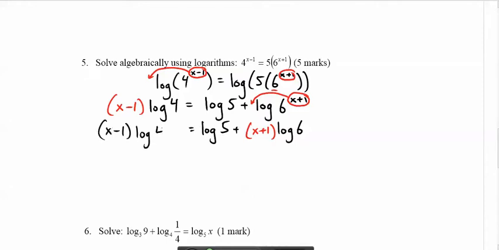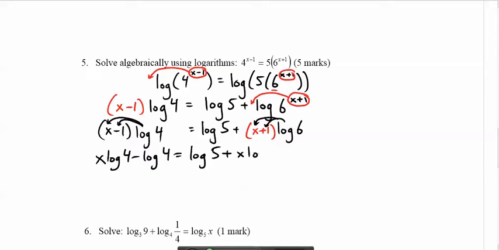And if you wanted to, at this point, you could change all your log 4, log 5, log 6 into decimals. And basically, we're solving this just like we would in grade 9, expanding the brackets and then putting all the x's on one side. So x log 4 minus log 4 equals log 5 plus x log 6 plus log 6.